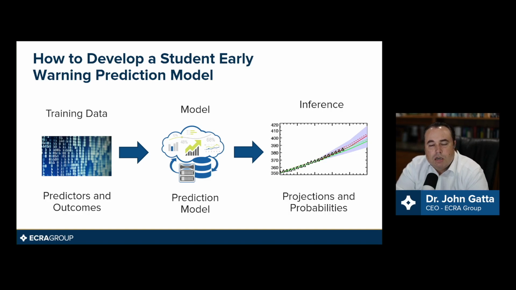But this is going to stay pretty 30,000 feet conceptually, and then we're going to talk specifically through examples of how this works in practice. But how do we develop a student early warning prediction model? Because that's really the way we develop a broader system, by first developing a model.